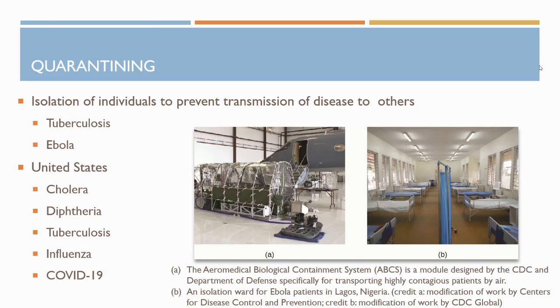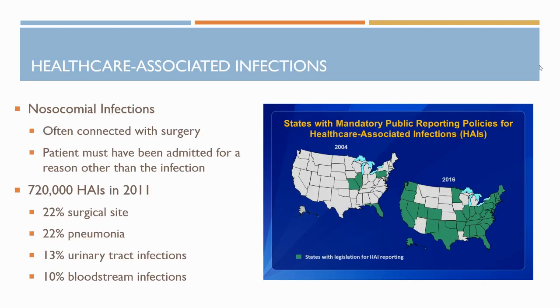All right, quarantining. Hey, we're all familiar with this one now, aren't we? Quarantining is the isolation of individuals to prevent transmission of the disease to others. This has been done for tuberculosis outbreaks in the past, for Ebola transmission, and in the U.S. had quarantines put into place to prevent the spread of cholera, diphtheria, tuberculosis, influenza, and now COVID-19. Quarantining is an extremely effective method to prevent the transmission, especially when something is easily or highly communicable, so very contagious.